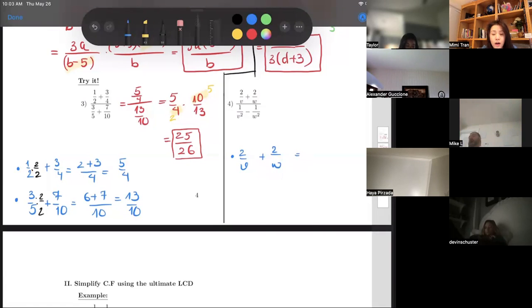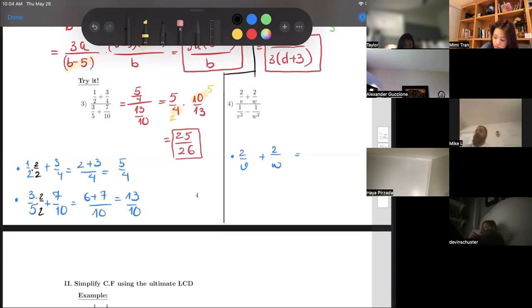Are they prime? V and W are different things. If they're different things, all you have to do is what? Multiply them together, right? Remember, don't write this down. Remember 2/3 plus 1/2? 3 and 2 are different things, and so the LCD is 3 times 2, which is 6. If they're different things, they have nothing in common. VW, V times W, will be your LCD.